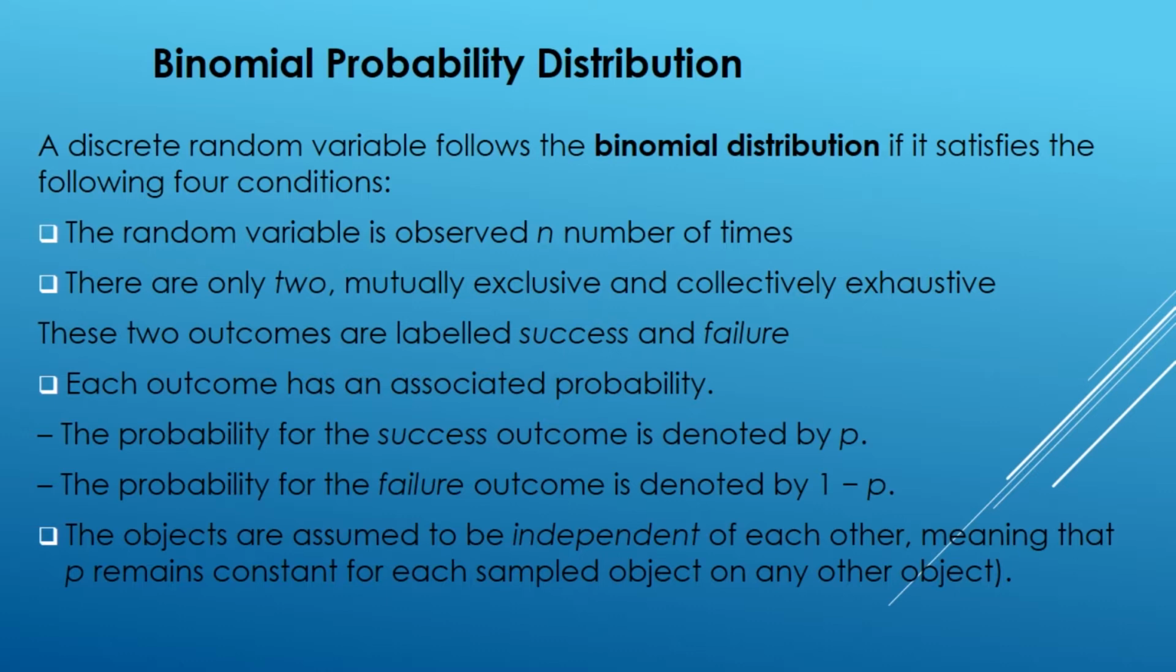The objects are assumed to be independent of each other, meaning that P remains constant for each sampled object regardless of any other objects, meaning the P would not change. The probability of raining would just remain 20% for that given scenario.